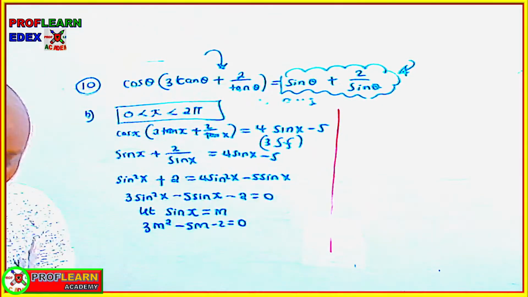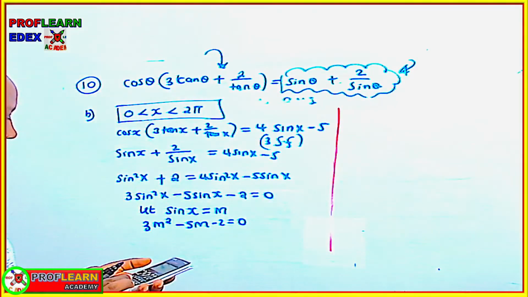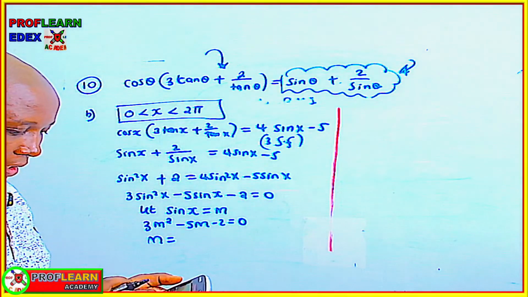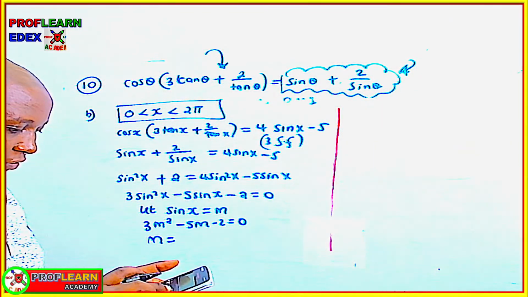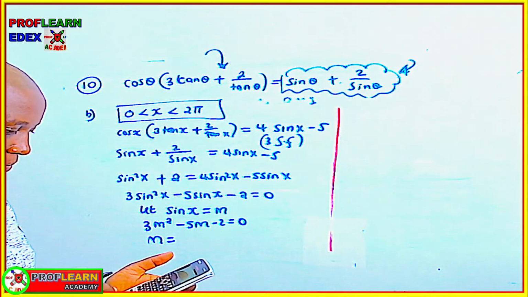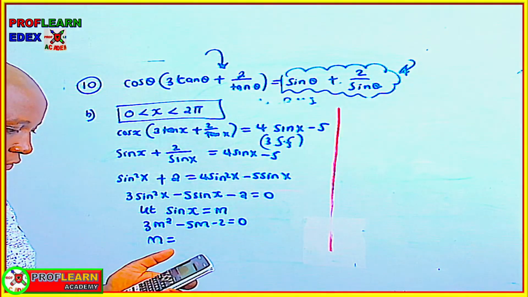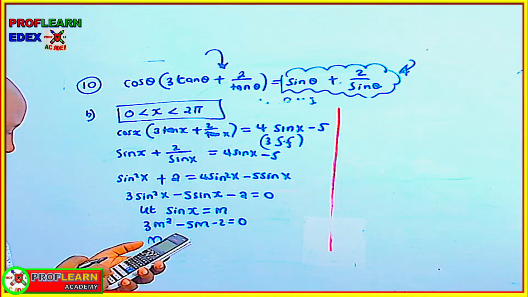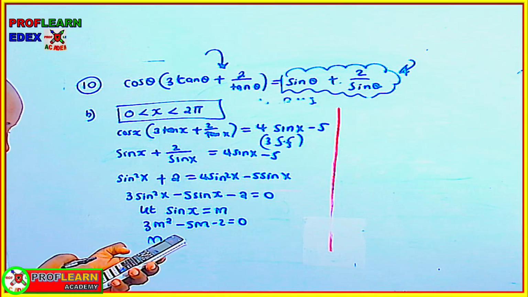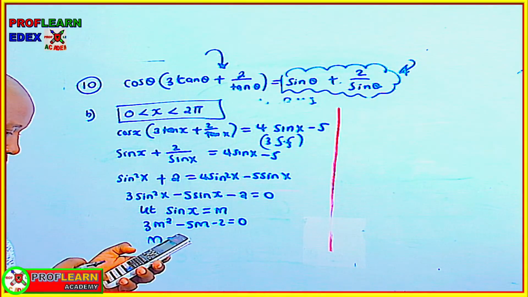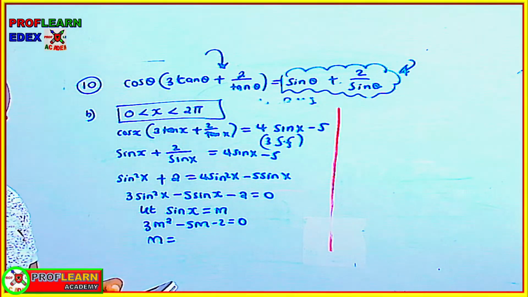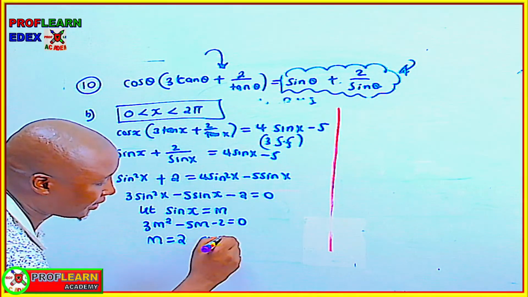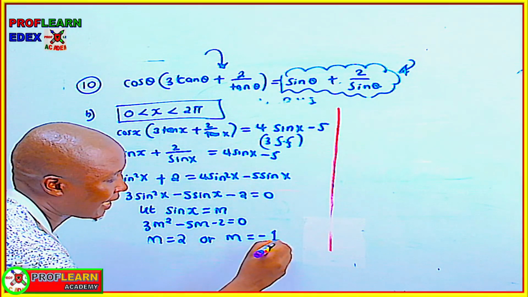So what I'll do, I'll just put it in the calculator directly so that I can find m. Of course, I know your calculators have that functionality whereby you put in the polynomial directly, of order 2 in this case. So a is 3, then minus 5, and then minus 2. My first value is m is 2, or m is equal to negative a third.